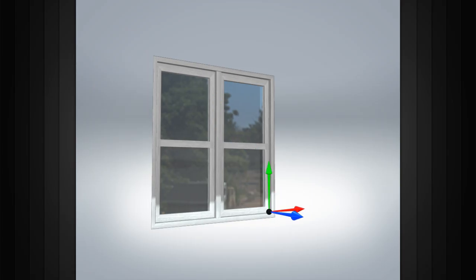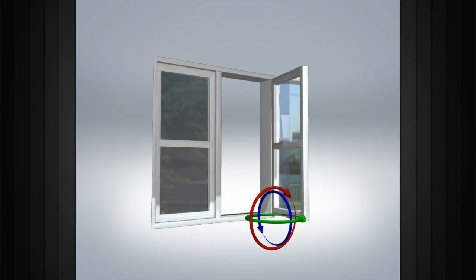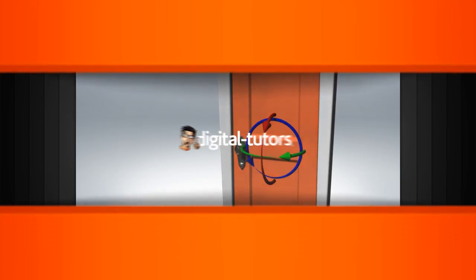So think about the objects that you create, how they need to move and interact, and this will give you a good idea of how to place your pivot points.